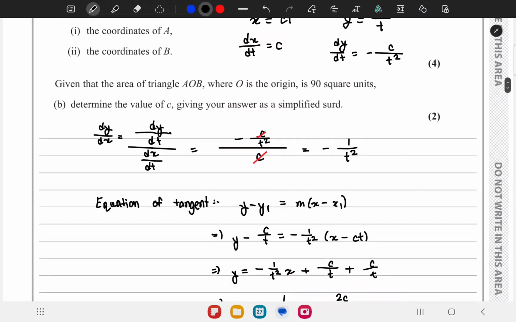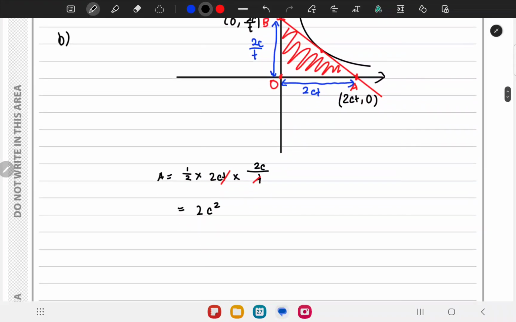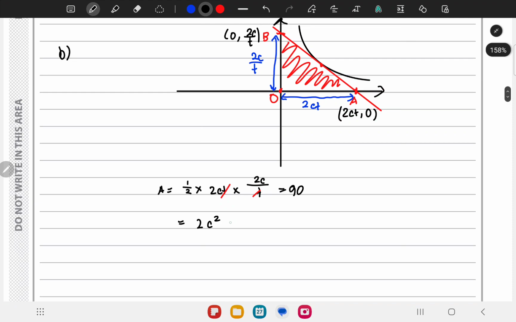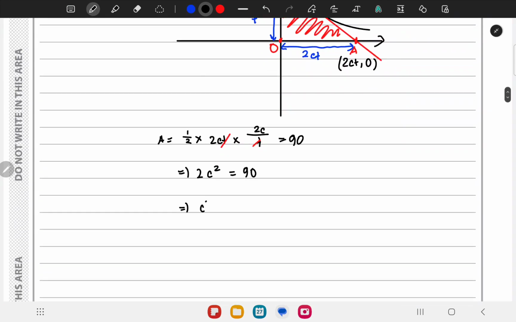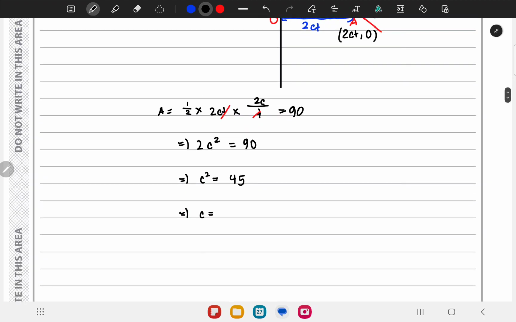We are given that this area is 90 square units, so we have to find c using that. So 2c square equals 90. So c square is 45 and c is root over 45, which is 3 root 5.